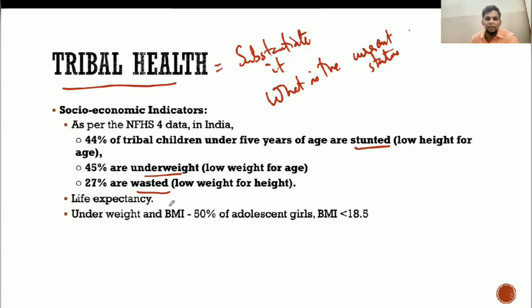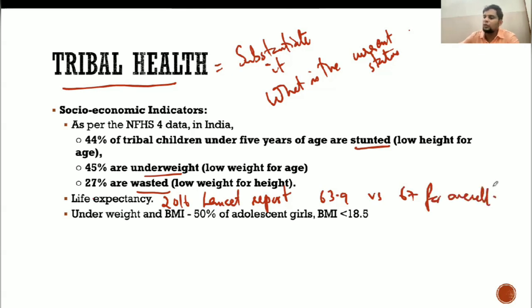Life expectancy, right? Forget the 2011 status, you have 2016 data from a Lancet report, and I believe it was 63.9 versus 67 for overall. Now that too matters because that is a big difference. So these kinds of stats you can study and be able to defend your answer on why it is good or why it is not so great. That I think could also help your case.